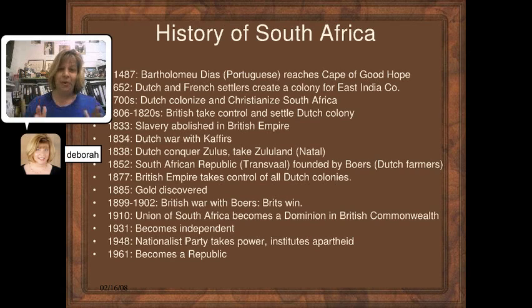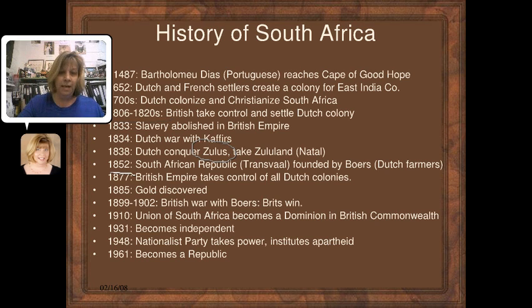Now, we could do an entire course on the history of South Africa, so obviously we're not going to quite go there. But some of the key things that you may want to know is around 1487, right at the end of the century there, is when the Europeans first reached the Cape of Good Hope and started to discover all of these riches. Then it went back and forth, mainly as a Dutch colony for a long time. The British took it over in the early part of the 1800s, and slavery was abolished in all parts of the British Empire. The Dutch continued to fight with the Kaffirs, and the Dutch conquered the Zulus, who were the native tribes in the South African country.